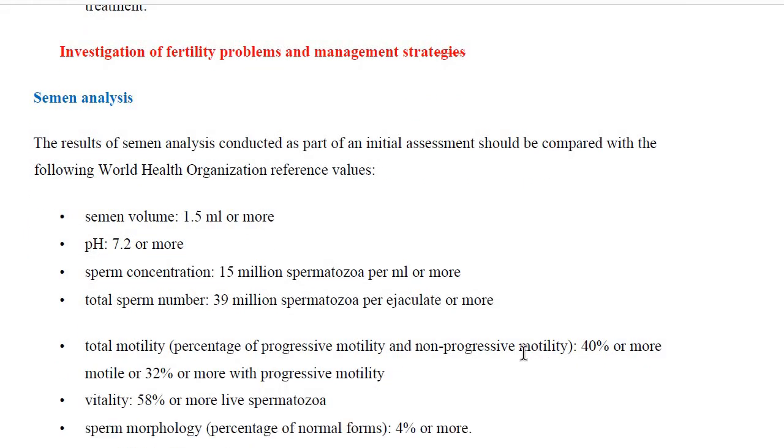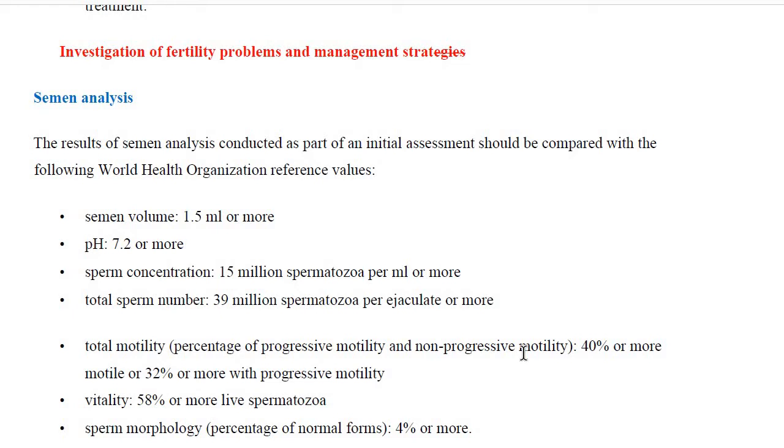Investigations of the fertility problems and management strategies. Semen analysis. The result of semen analysis conducted as part of the initial assessment should be compared with the WHO reference values. The semen volume should be at least 1.5 ml, pH should be 7.2 or more, the sperm concentration should be 15 million spermatozoa per ml or more, and the total sperm number should be 39 million spermatozoa per ejaculate or more.